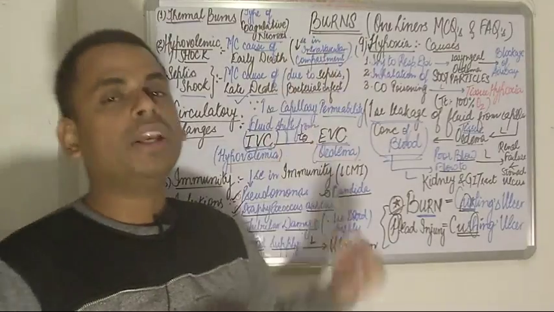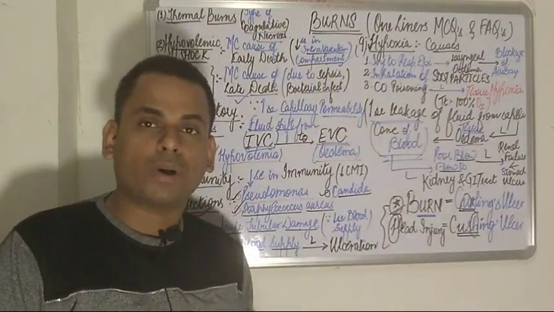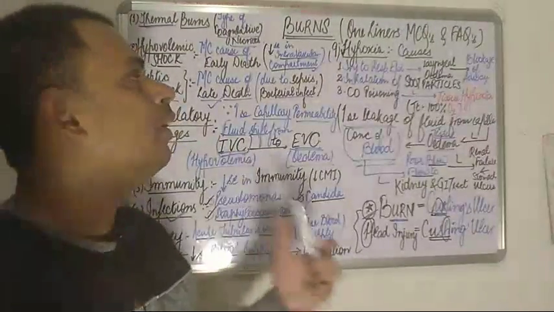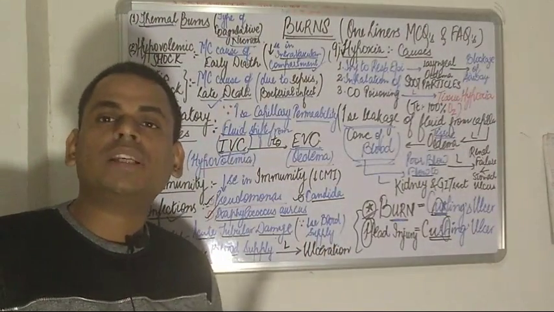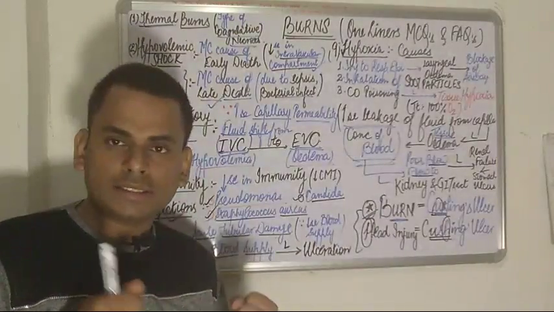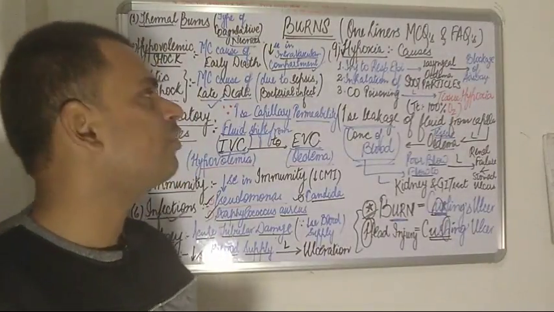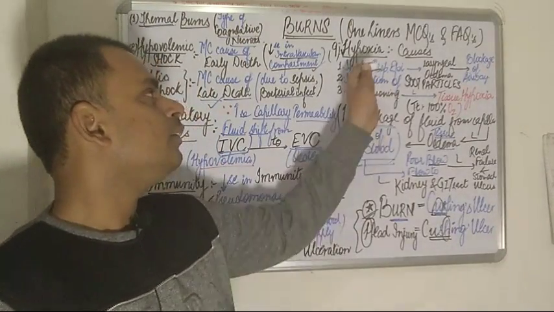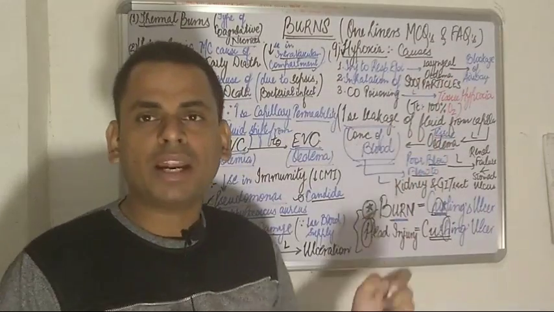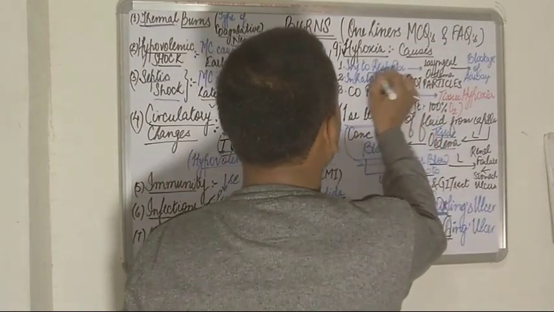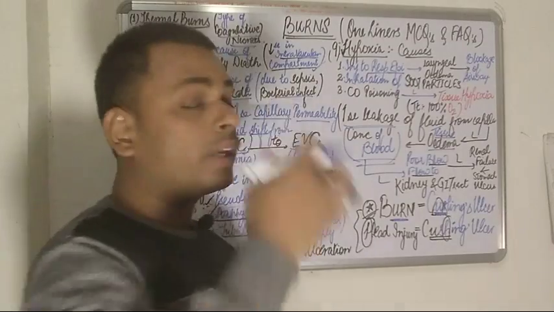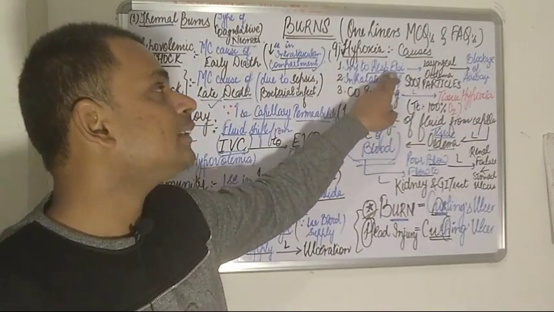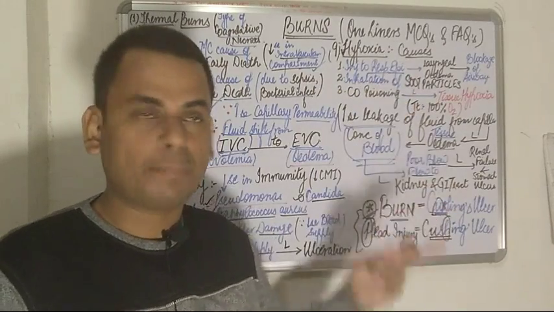The next important complication is hypoxia. Students, do remember, whenever there occurs a burn, at the tissue level, the body is going to suffer from hypoxia. Hypoxia can be seen, first, due to an injury to the respiratory epithelium. When looking at the causes for hypoxia, we find whenever there is an injury to the respiratory epithelium.